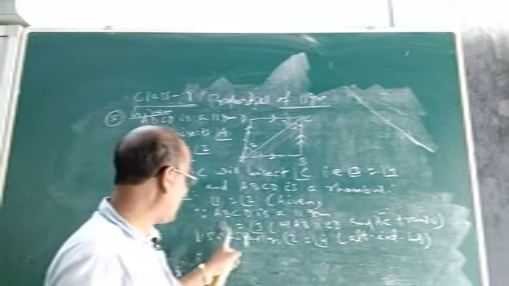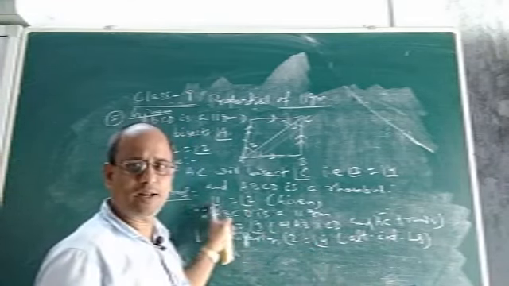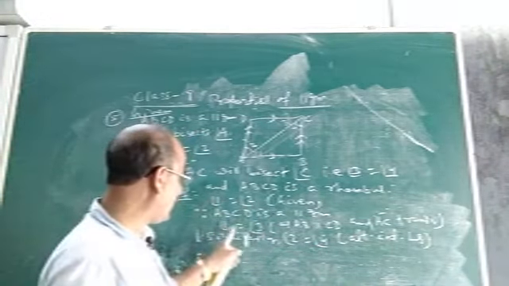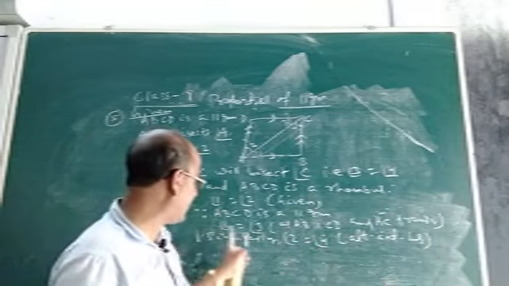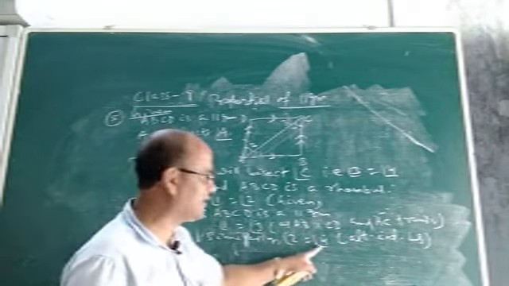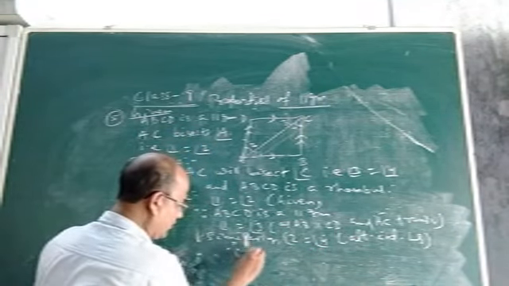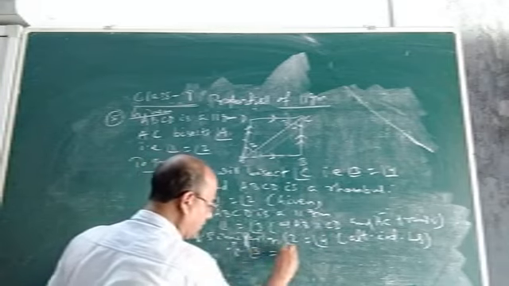Now, angle 1 equals angle 3 and angle 2 equals angle 4, but what are we given? We are given that angle 1 and angle 2 are equal. So what will be the relation between angle 3 and angle 4? Definitely they will be equal. Therefore, angle 3 equals angle 4.